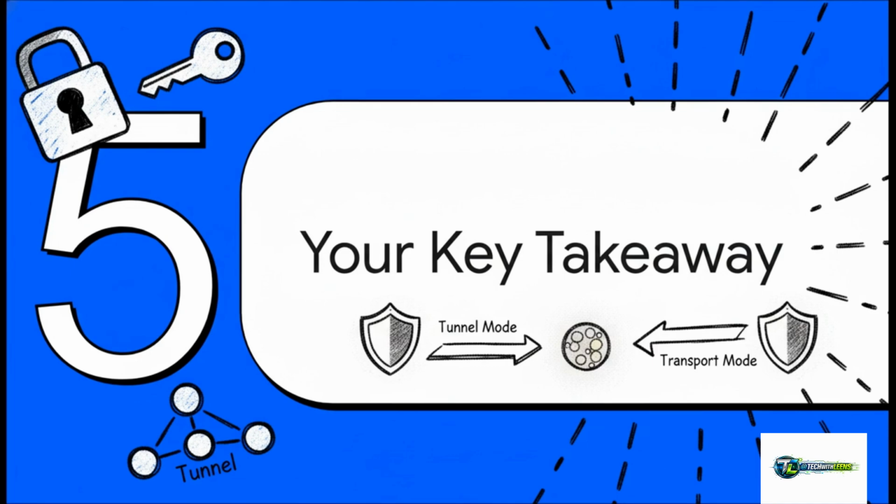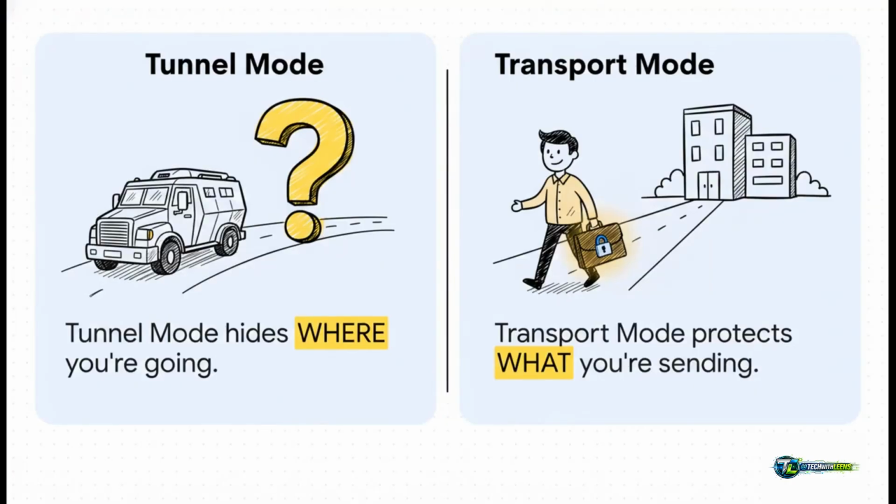So, after all that technical detail, if you're going to walk away from this explainer remembering just one thing, what should it be? It's this, right here. It's so simple. Tunnel mode hides your ultimate destination. It gives you privacy about where your data is going. Transport mode, on the other hand, just focuses on protecting what you're sending, not the route it's taking. That's it. It's the difference between total privacy and targeted security.